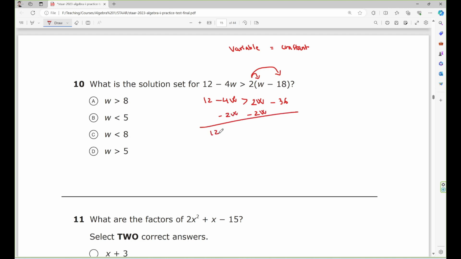So I have 12 minus 6w greater than, this one cancels out, minus 36. Now the constant should be on the right, so I subtract 12 from both sides. This and this cancel out. I have negative 6w greater than negative 48. Now, I need to divide both sides by negative 6.